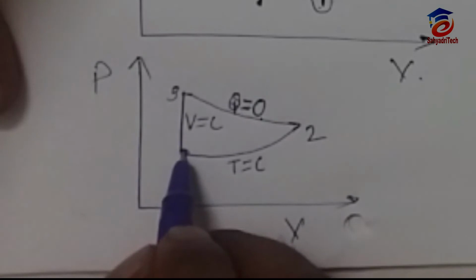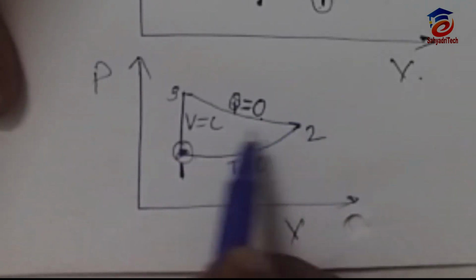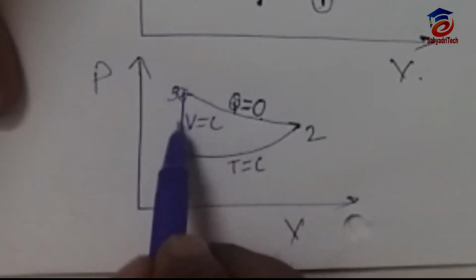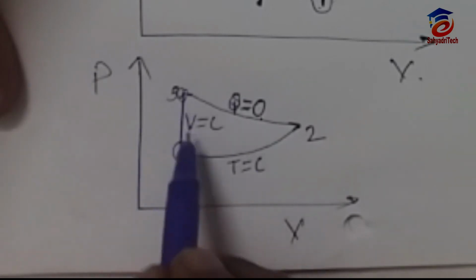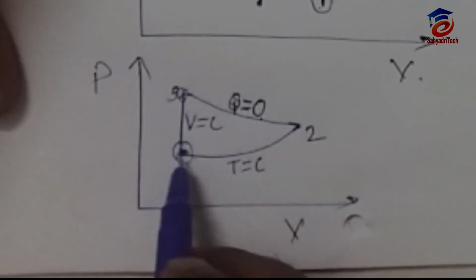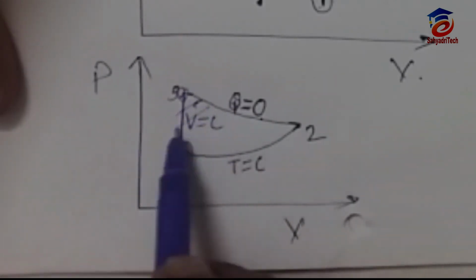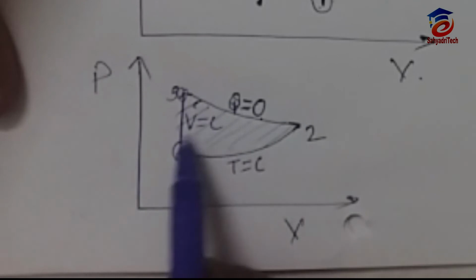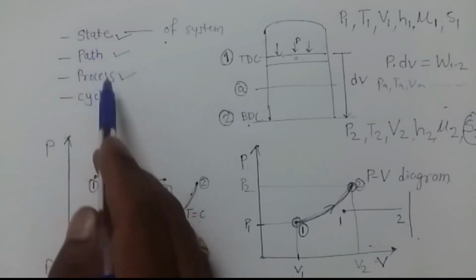Now if you see, the cycle has started from 1 and it ends at 2. The next process has started from 2 and ends at 3, and the third process ends at point 1, which was the initial point. So when the last process ends at the initial point, that is nothing but a cycle. It will execute one cycle. So this is nothing but a thermodynamic cycle. On the PV diagram, the closed area we get is nothing but the work done. So that is about state, path, process and cycle.